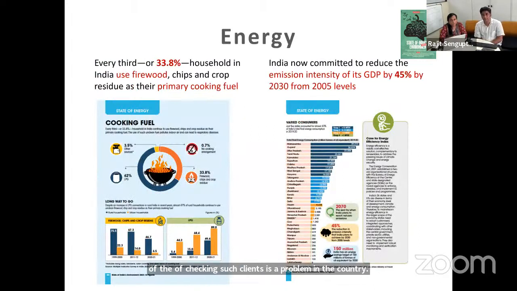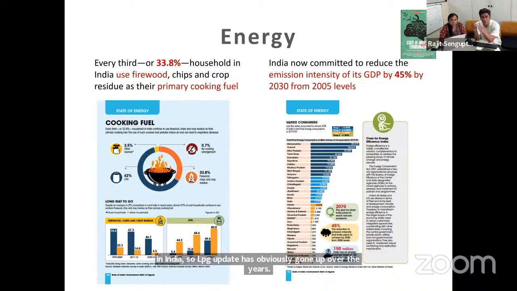Finally, energy is another area that we looked at, and we realized that this is something that also reflects in our rankings. Even after so many years, on the left-hand side we're looking at the primary cooking fuel that is used by households in India. LPG uptake has obviously gone up over the years. You can see the bars at the bottom, compared from 1999 till 2000. On the left-hand side is the firewood consumption, and on the right-hand side is the LPG consumption.